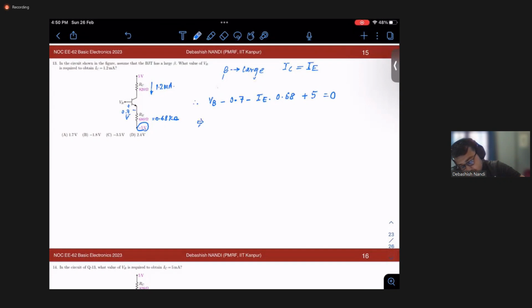So you need to find out the value of VB for IC equal to 1.2 milliampere. So this is, I think, pretty simple. Plus 0.7 plus 1.2 into 0.68. One thing you should be very focused about is keeping track of the current and resistance units, right? I am using kilo ohm and milliampere throughout the lecture. So whenever it is multiplied, the voltage unit is always volts, right?